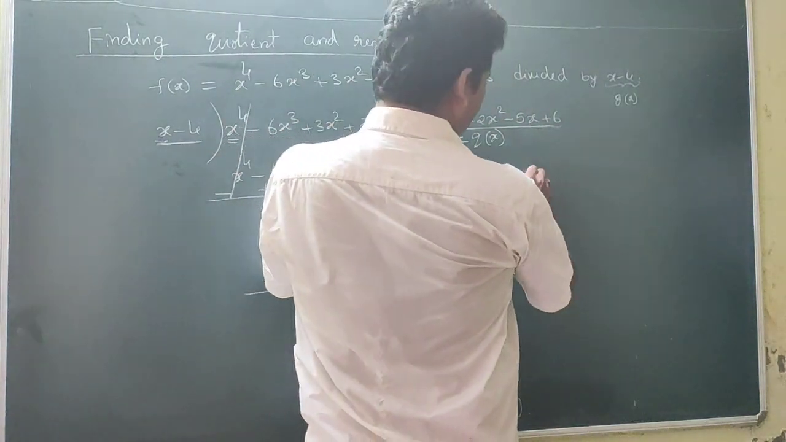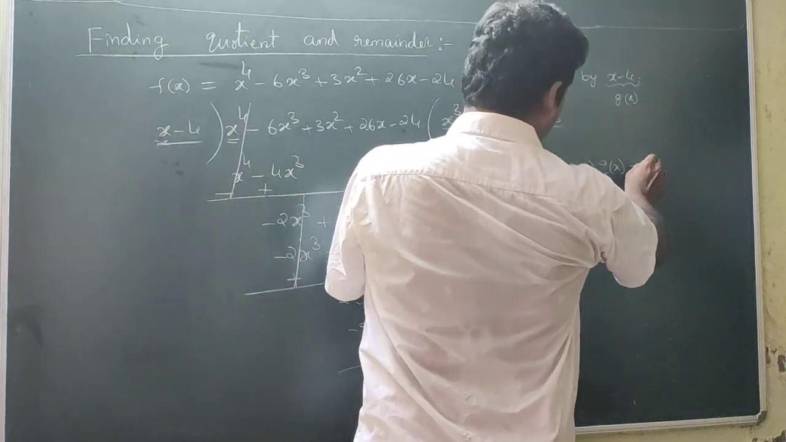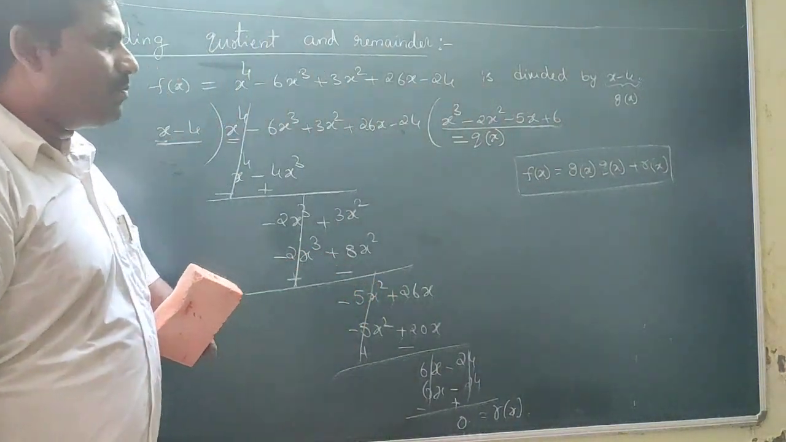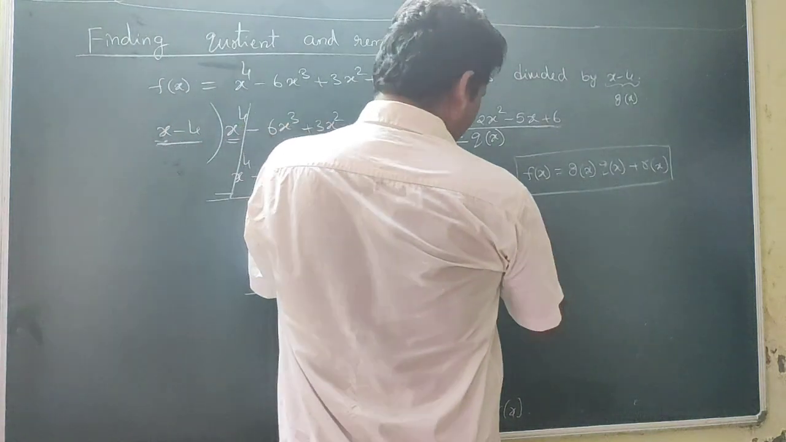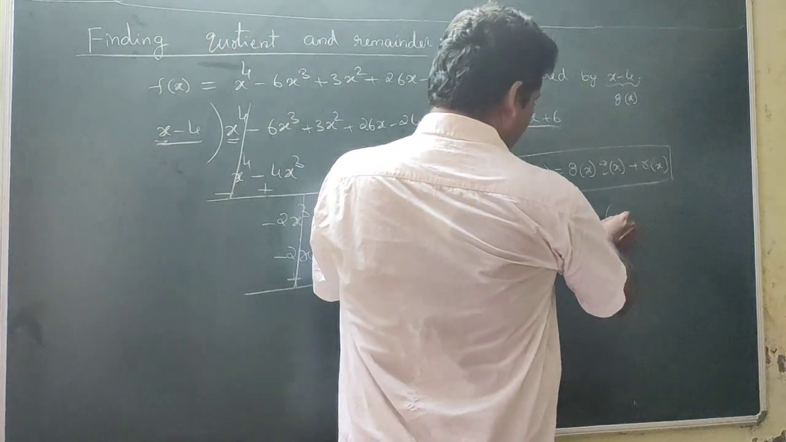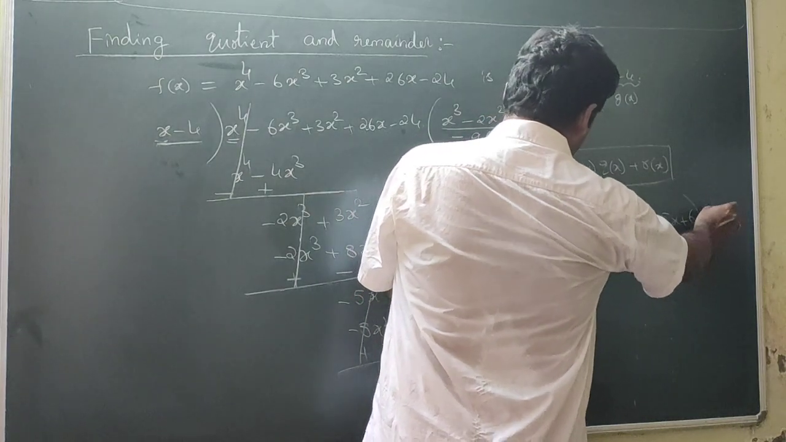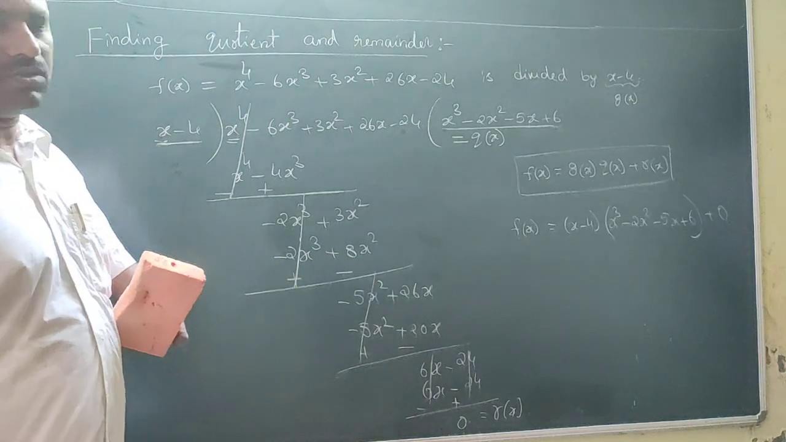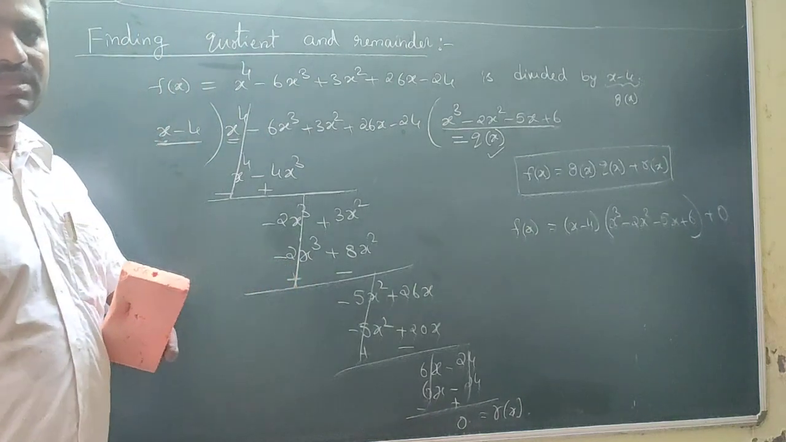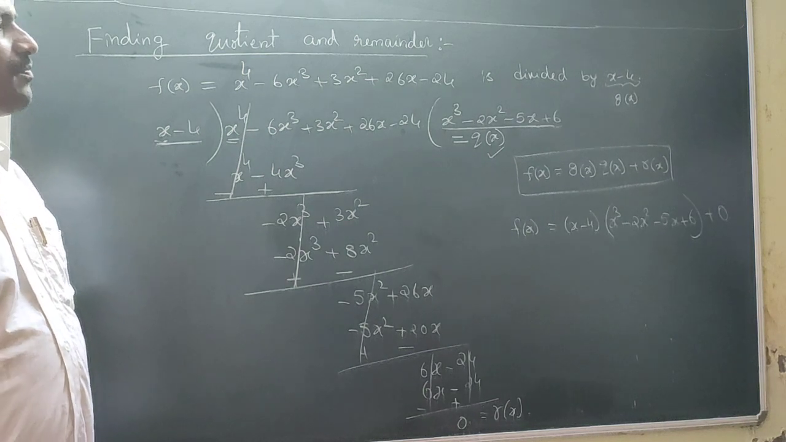Now how do you write this one? f of x equals g of x into q of x plus r of x. So this is the division algorithm for polynomials. So what is the answer? f of x equals, what is the g of x? x minus 4 into, what is the quotient? x cube minus 2x square minus 5x plus 6, plus what is the remainder? 0. So the quotient is q of x and here the remainder is 0. This is the usual division you have done in the lower sections.